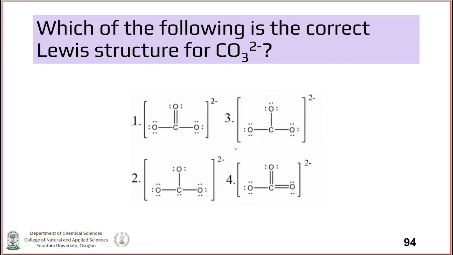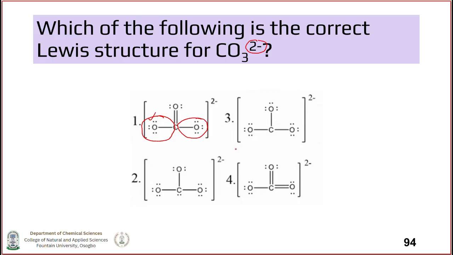Which of the following is the correct Lewis structure for the carbonate ion? This one has a 2 negative charge. So which one is correct here? We do what we did last time. Let's look at the first atom here, this oxygen, with 8 electrons around it. This is correct for oxygen. This oxygen atom also has 8 electrons around it.